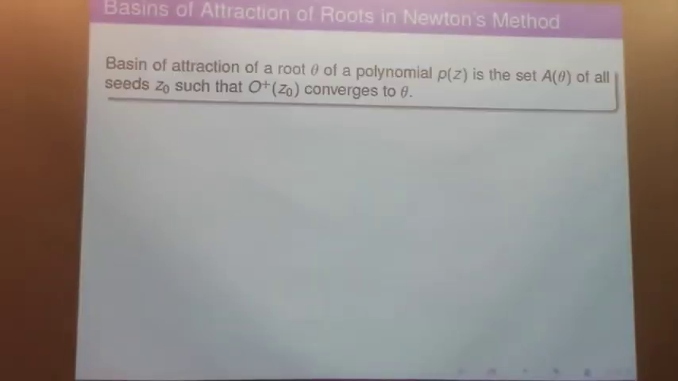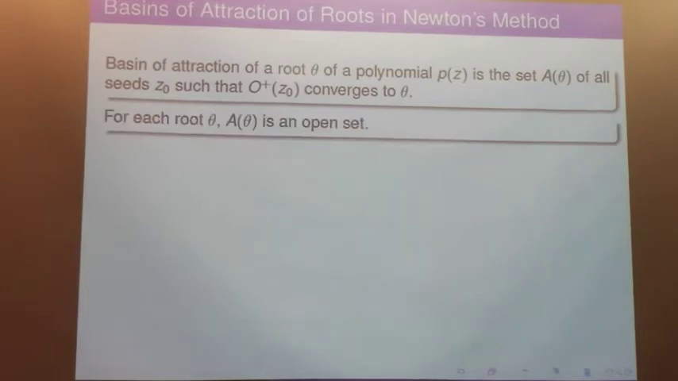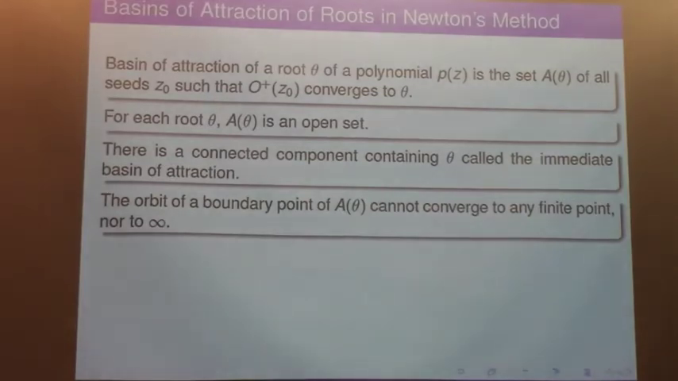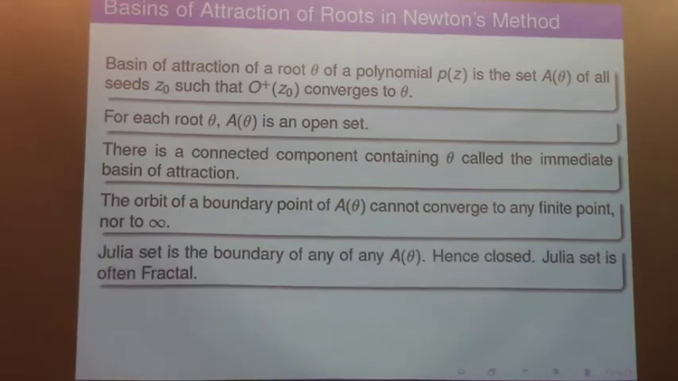Based on attractions, if you have a root theta, we consider all those seeds whose iterations under Newton's method would converge to a root. And this is an open set, A of theta. The basin of attraction of each root is open. There is a connected component containing theta itself. It's called the immediate basin of attraction. The orbit of any boundary point of A of theta cannot converge to any fixed point or to infinity. So there is chaos if you iterate along the boundary.